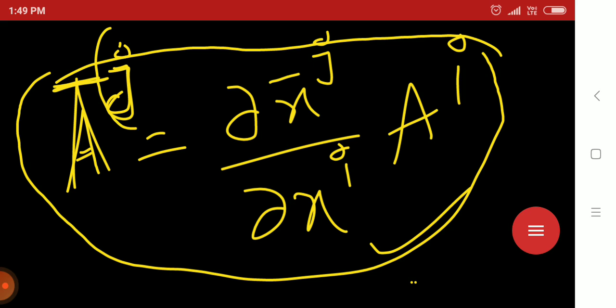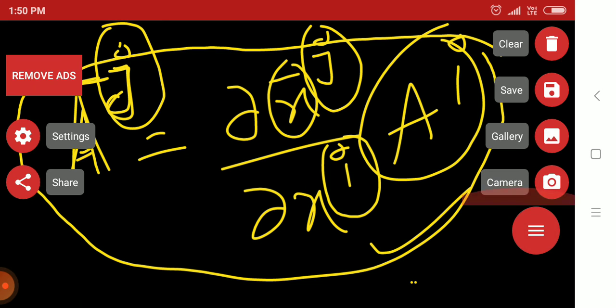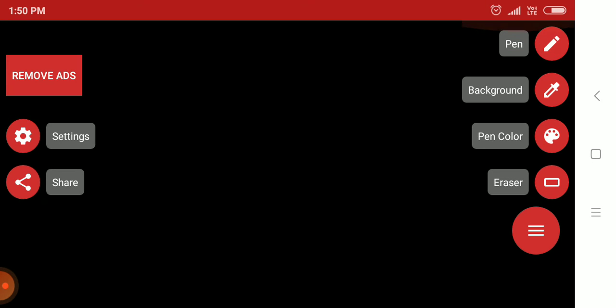Always remember, for a contravariant tensor, what is the index? The index is at its power, in the upper portion. That is the contravariant tensor's indication. So ∂x̄^j/∂x^i equals A^i, where x̄^j is another coordinate. So it is a tensor of rank 1.